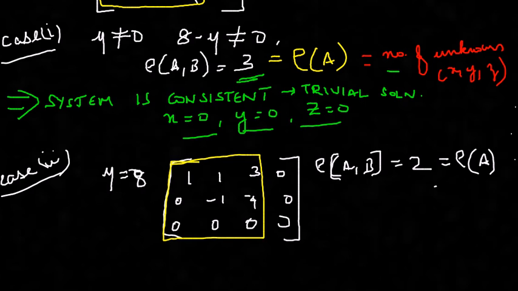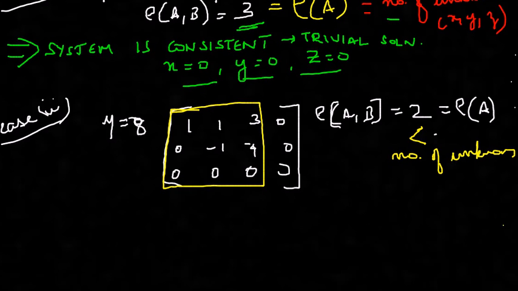Therefore, the system is said to be consistent. But this 2 here is lesser than the number of unknowns, the number of unknowns being 3. Therefore, we can say that since the rank of AB is equal to the rank of A, the system is consistent, but it can have infinite solutions. In the case of homogeneous equations, we say the system will have non-trivial solutions, right?